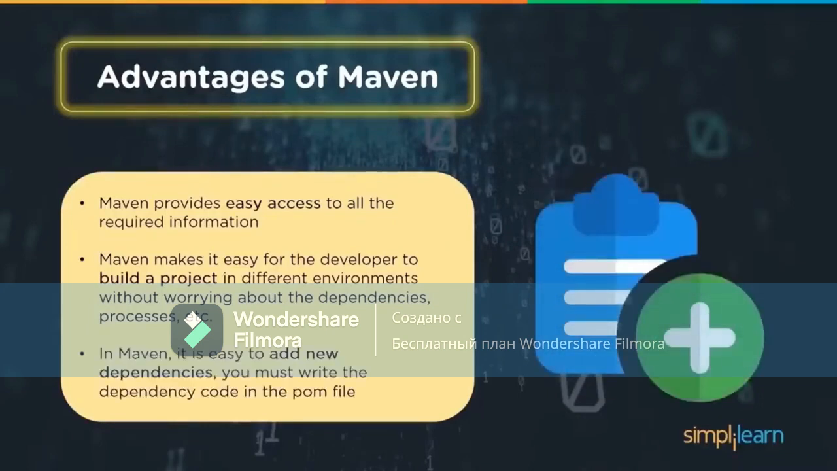Right, in Maven you can easily add new dependencies, so you must write the dependencies in the POM file. If you want to download some particular dependencies, all you have to do is put that dependency into the specific pom.xml file, and depending on that, the execution will be performed.